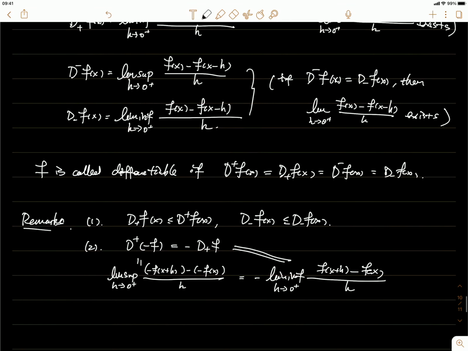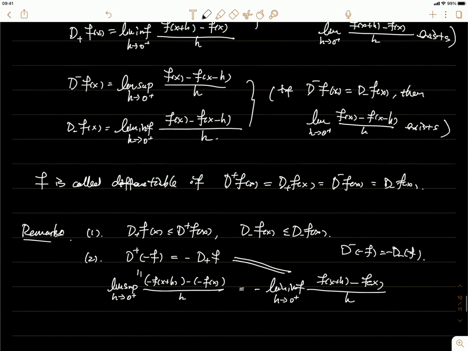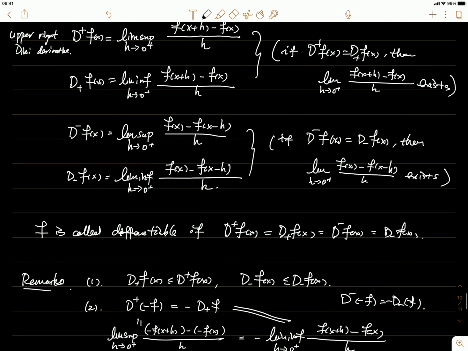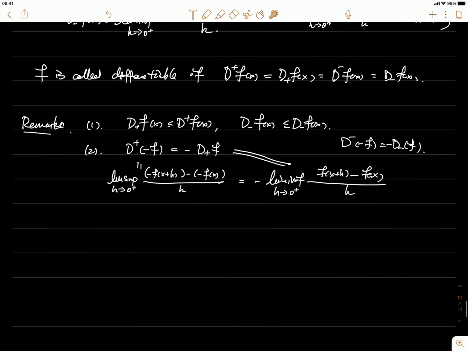Okay, and similarly, we can show that this is equal to negative of this. And again, as I said, if these two are equal, then the right derivative exists, and if these two are equal, then the left derivative exists, and if the four are all equal, then we say the function is differentiable.